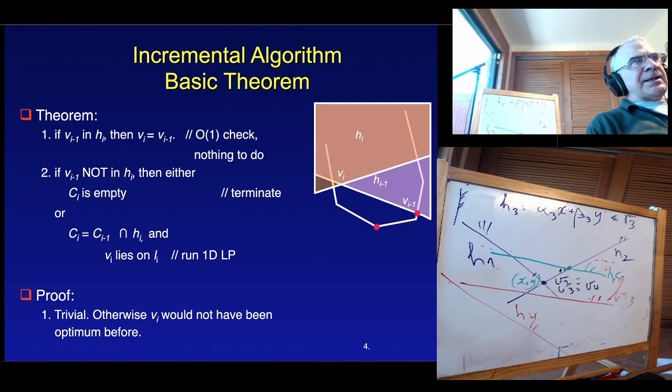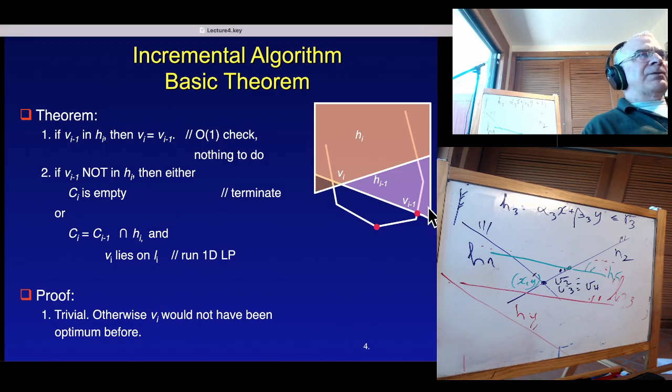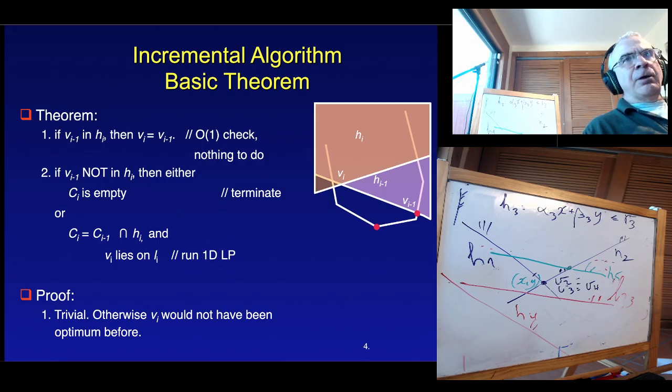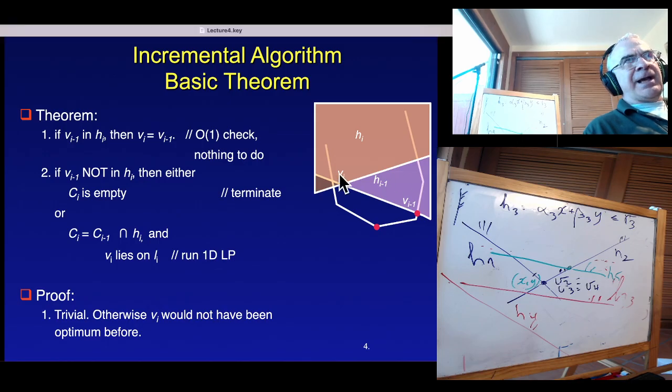Let's think about this case. Here, v_{i-1} is definitely not inside H_i. Then I need to find a new optimum solution. I need to update what is v_i. It will not be v_{i-1} because v_{i-1} violates H_i. You now have a different type of vitamin, and your old diet doesn't satisfy enough of this new vitamin.